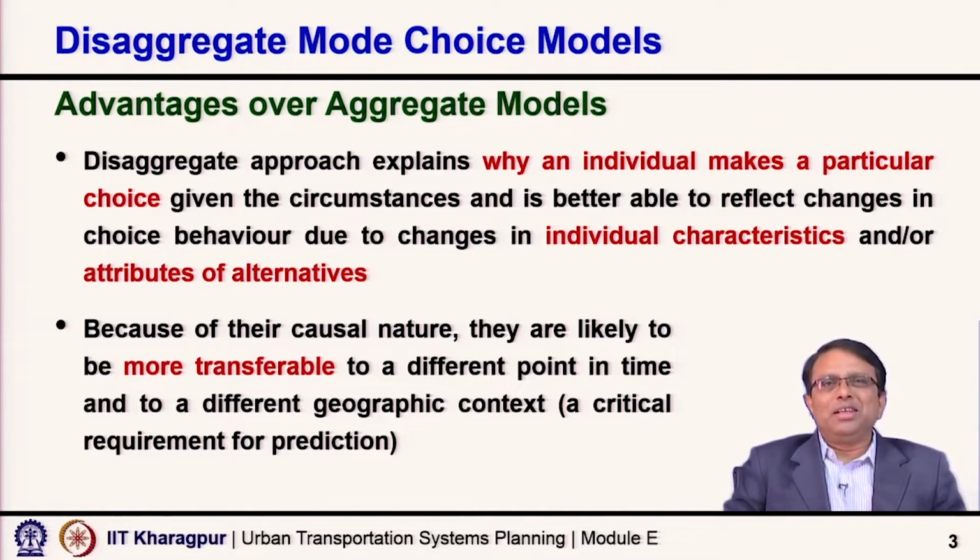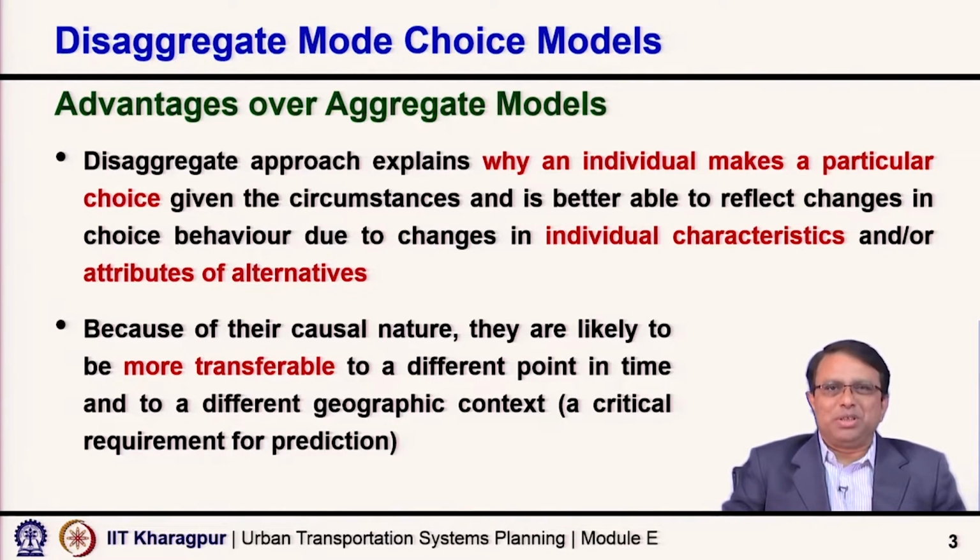And because it relates to individual characteristics, also the characteristics of the alternatives, any change in the individual characteristics or any change in the alternatives of the transport system, maybe the bus system journey time is reduced or you operate buses at more frequent intervals, so the waiting time reduces. Then immediately how different individuals with different characteristics should react to those changes, that can be modeled, that can be estimated.